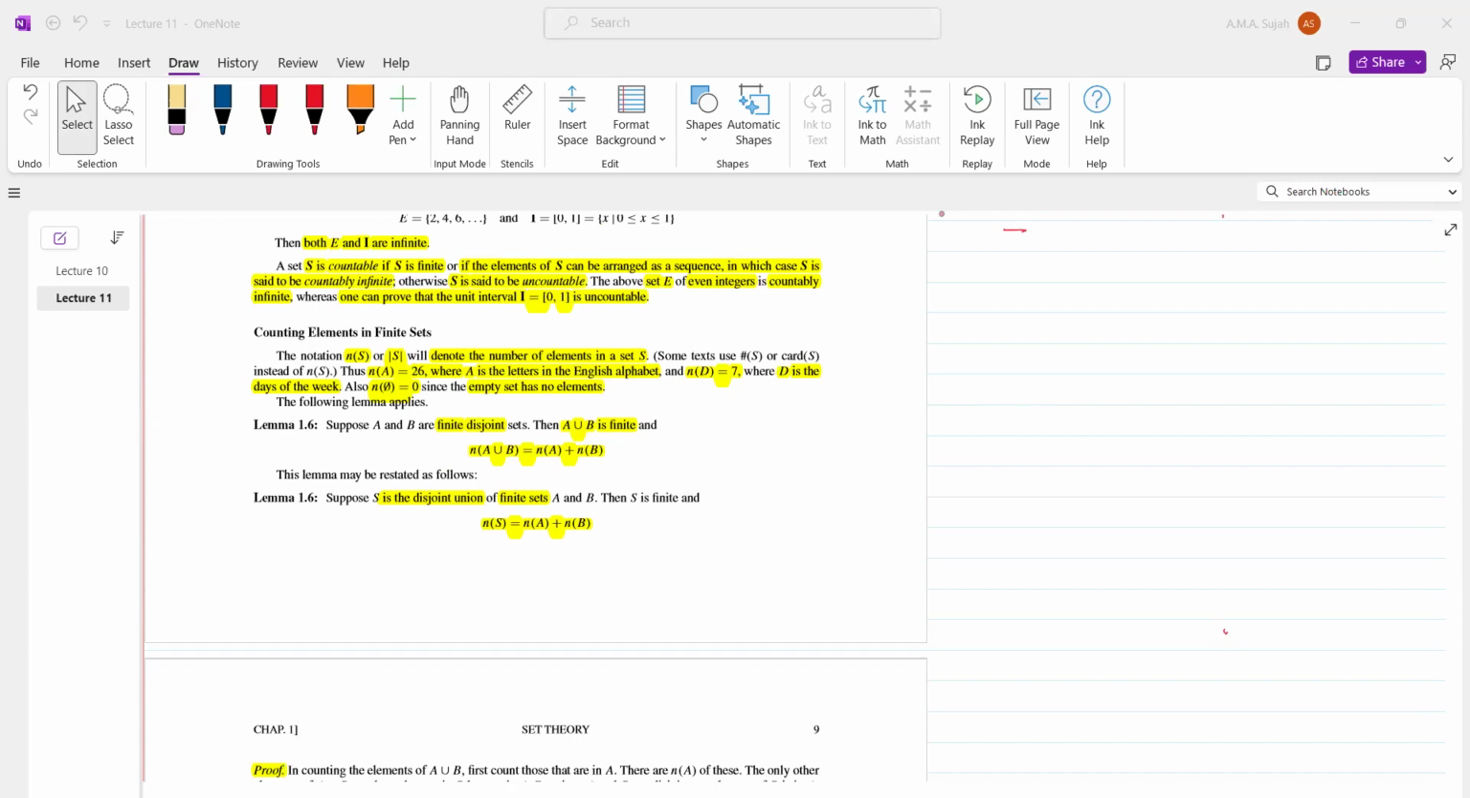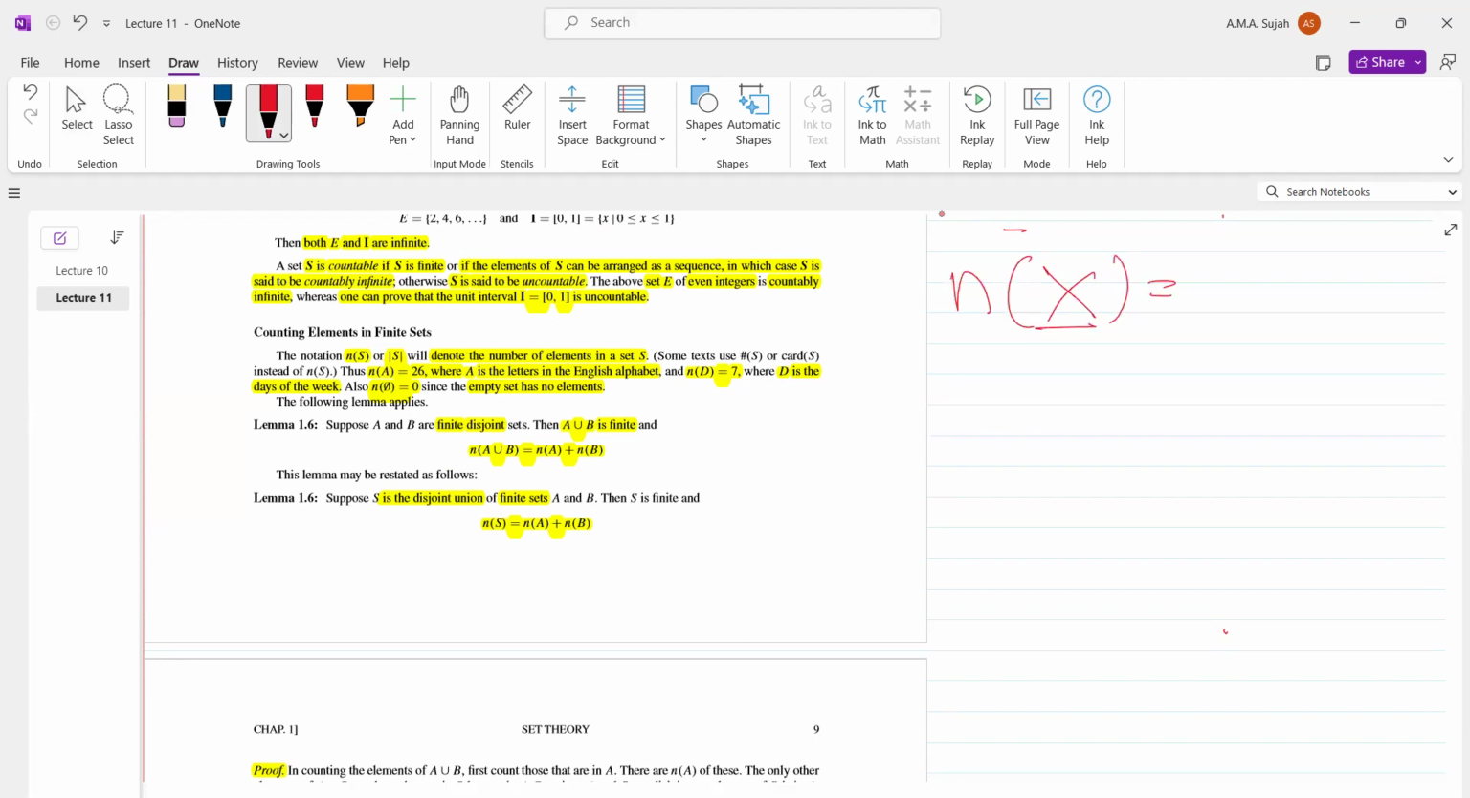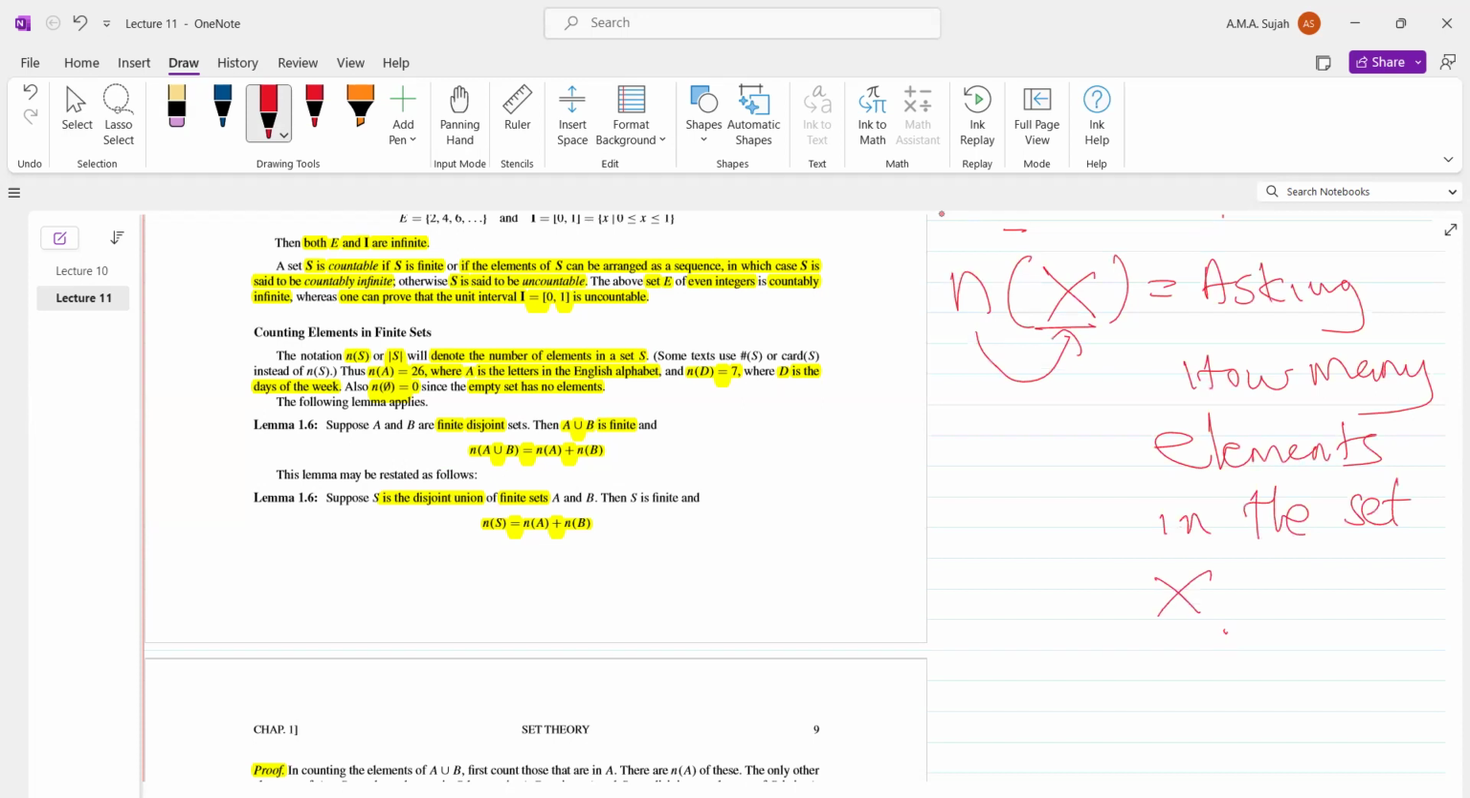So hereafter, if you look at this symbol, right, you need to find out there is a set X. They are asking how many elements in the set X, right? They are asking throughout the symbol how many elements in the set X.